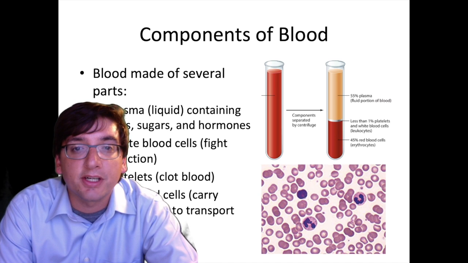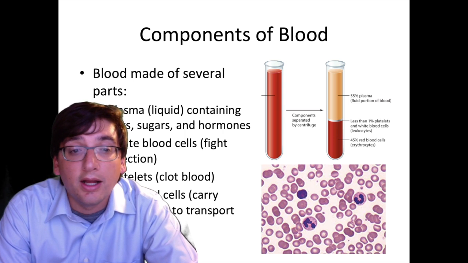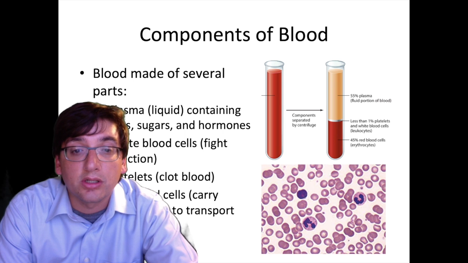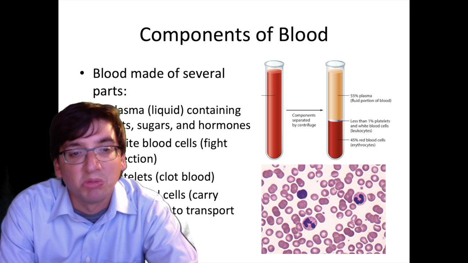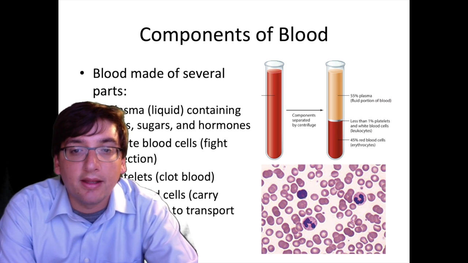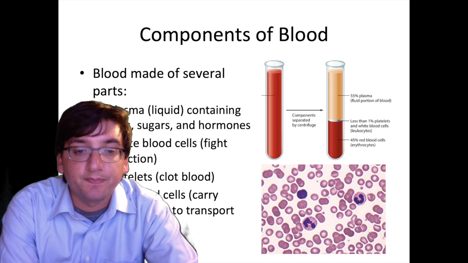First, I'm going to talk about what's in blood. Blood is made of several different parts. It's got what's called plasma, which is basically mostly water. It contains salts, sugars, other dissolved things like hormones, albumin, all kinds of things. Antibodies are found in the plasma area of blood, clotting factors, all kinds of goodies. And that's the water part of blood.